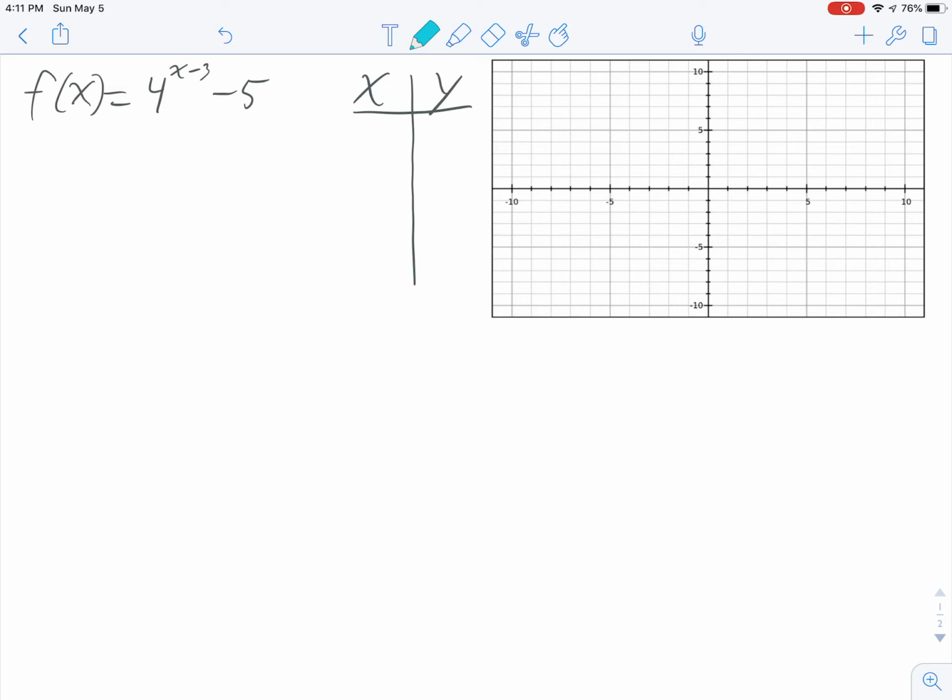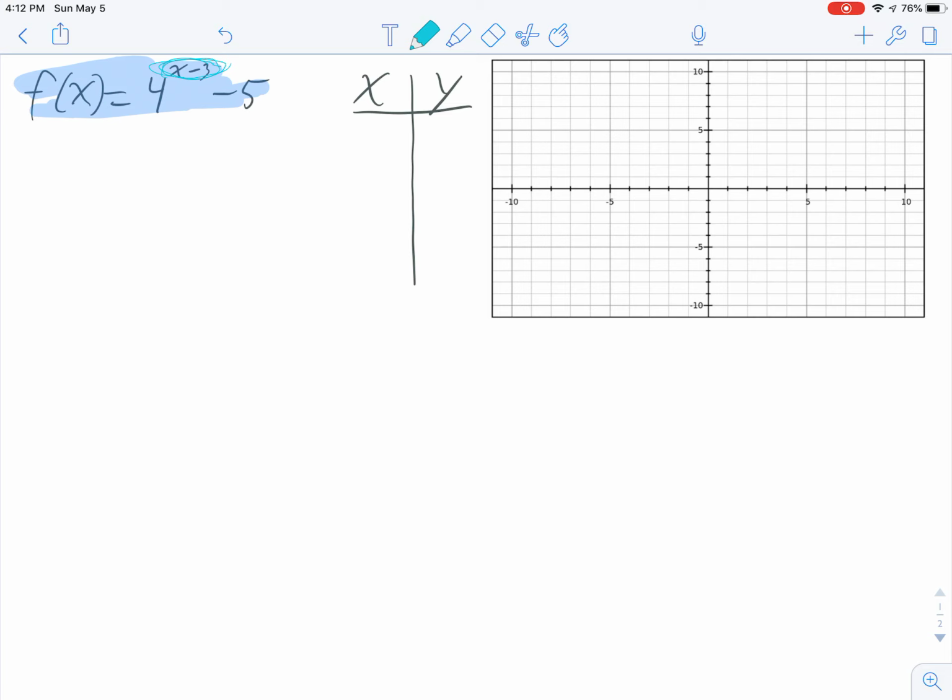We're going to walk through graphing an exponential function using transformations. So this is the function right here that we're going to graph. Of course I know it's exponential because the variable, the x, is in the exponent, as we see right there.